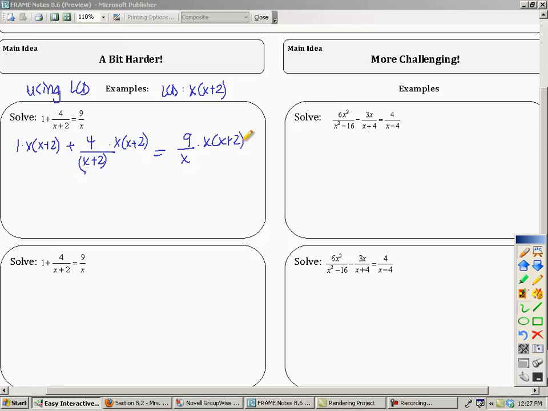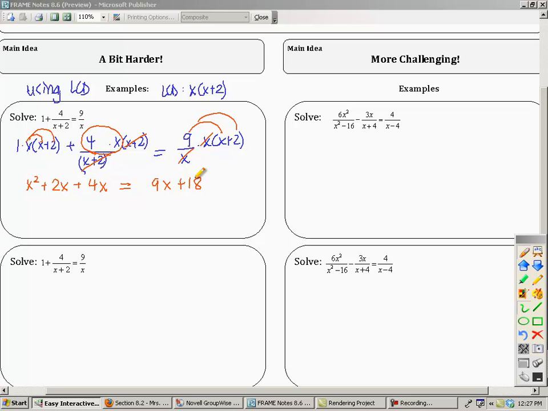This second fraction, the x plus 2's, you'll have one in the numerator and the denominator. They'll cancel. The third term, you have an x on top and bottom, and so the x's cancel. If I start distributing x times x plus 2, you get x squared plus 2x, plus I only have a 4 and an x left, so 4x, equals, this 9 now gets distributed, so 9x plus 18. By multiplying by the common denominator, you have basically eliminated all of the fractions.